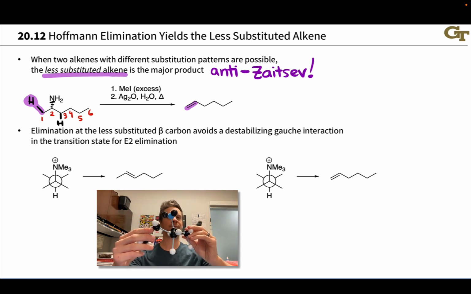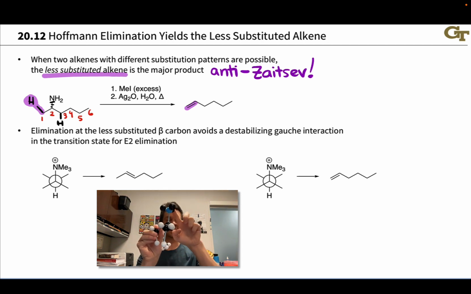There's a destabilizing steric or non-covalent interaction between two of the groups in this conformation that's missing from the other conformation we're about to examine. Let's take a look at that other conformation now. So now let's imagine we're deprotonating not at the methylene, but at this methyl group here. So now this proton is the one that's going to be removed, and it is indeed, in this conformation, anti to the trimethyl ammonium group.